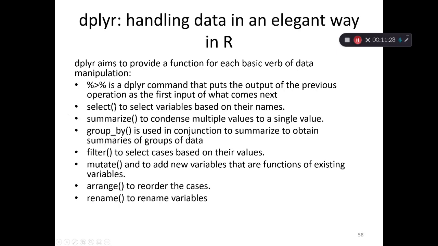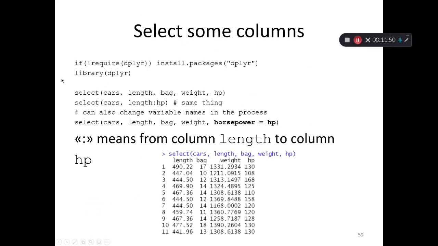Select allows you to select variables, so columns. Filter allows you to select cases based on their values. Mutate allows you to add new variables that are functions of existing variables. And we won't see much of arrange and rename, but they allow you to reorder cases and rename the variables. Let's start with the select command.